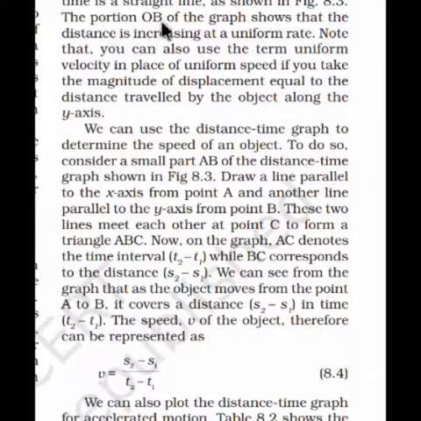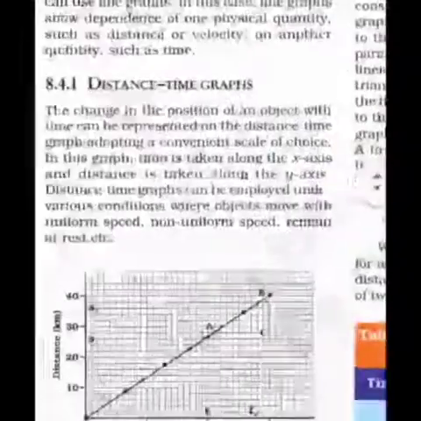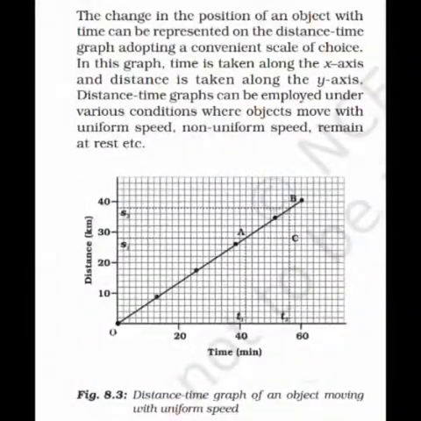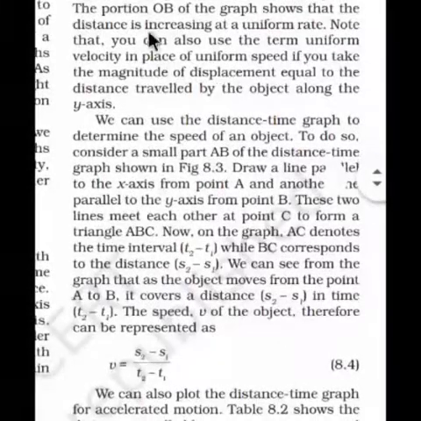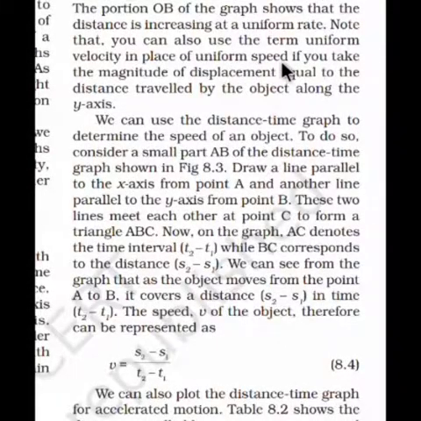The portion OB of the graph shows that the distance is increasing at a uniform rate. Note that you can also use the term uniform velocity in place of uniform speed if you take the magnitude of displacement equal to the distance traveled by the object along the y-axis. It means if you are taking magnitude here as you take distance on the y-axis, then you can say that uniform speed is equal to uniform velocity.